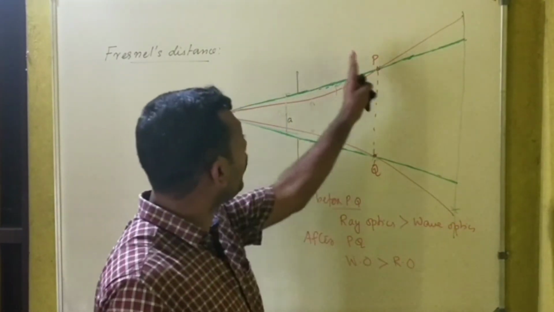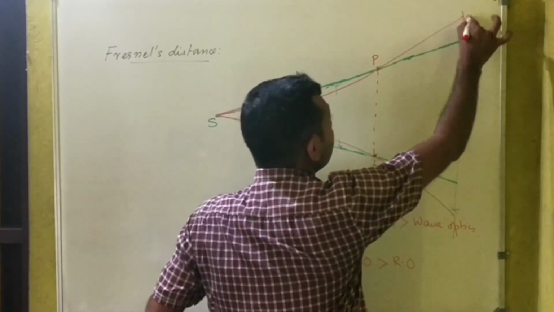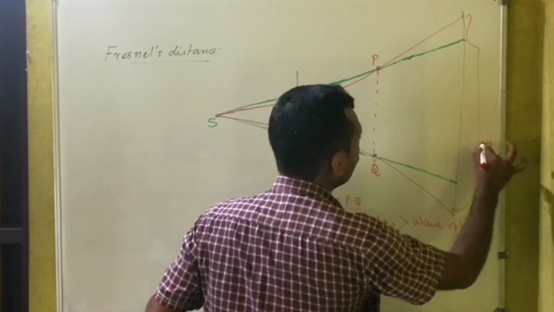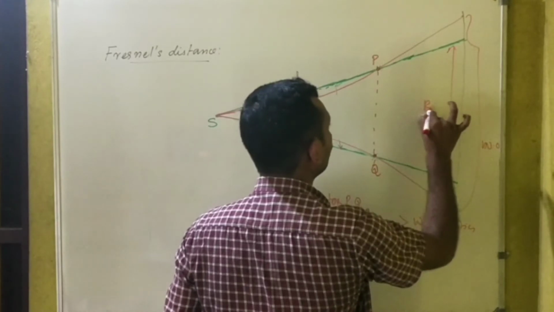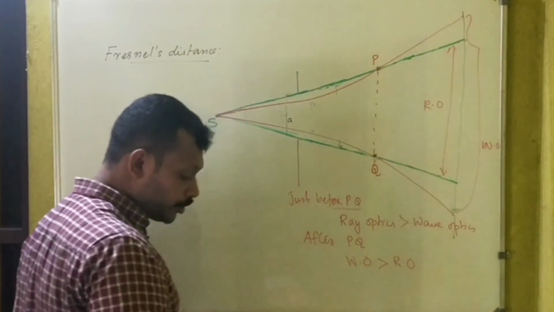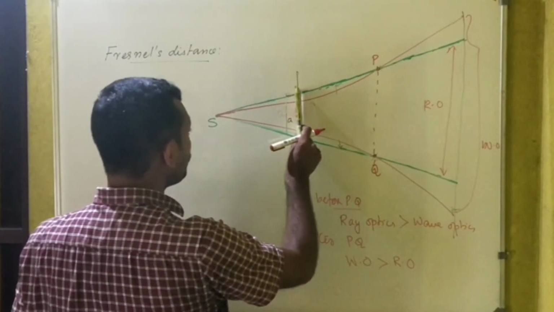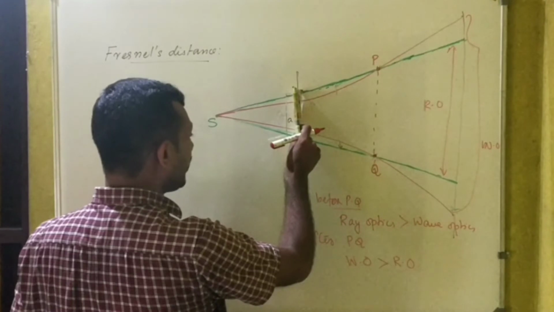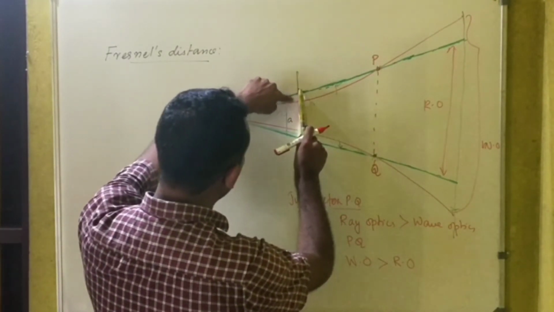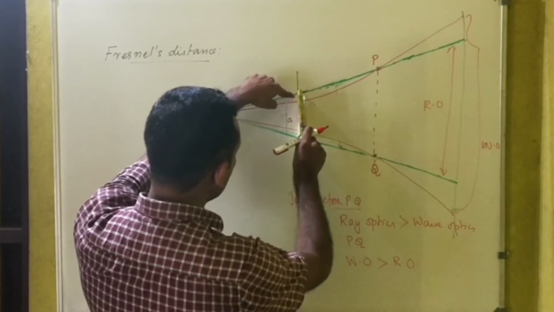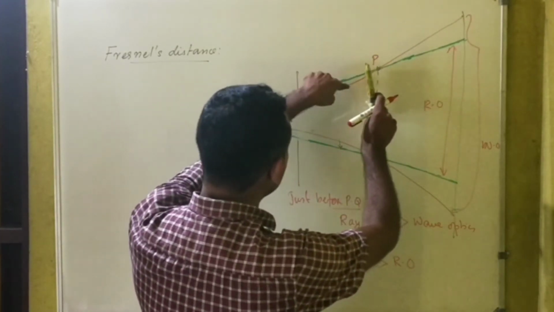And after PQ, what you can see is the spreading due to wave optics, and this is the spreading due to ray optics. Now what I'm going to do is move a screen. Consider this as a screen. Here, which one dominates, ray optics or wave optics? Wave optics is red, ray optics is green. Green is above red, so ray optics dominates up to this point.